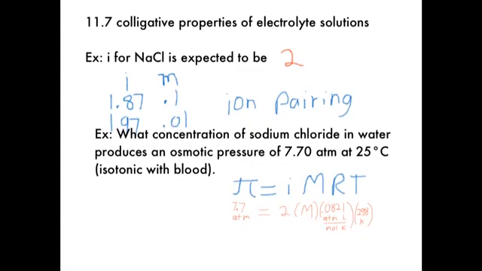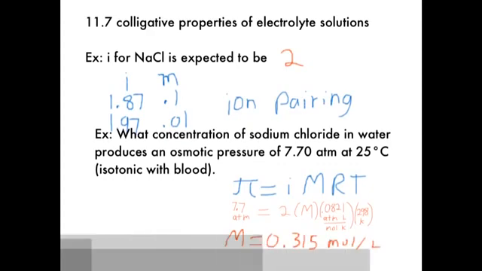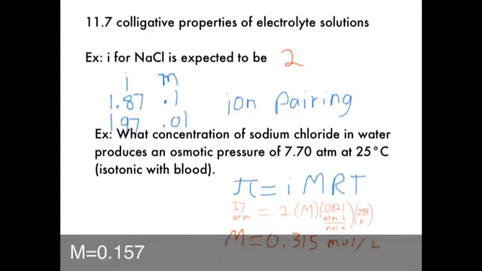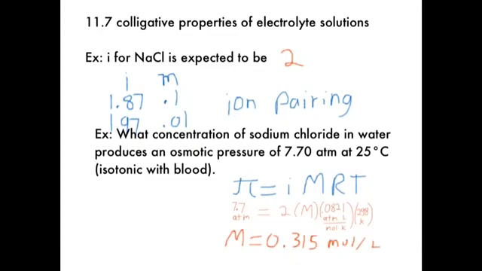When I solve for molarity, I find out that my molarity is 0.157 molar. In real life, would you expect the osmotic pressure to be equal to that, or greater than that, or less than that? And you should say that in real life, the osmotic pressure would be less because i would be less than 2 because of ion pairing.